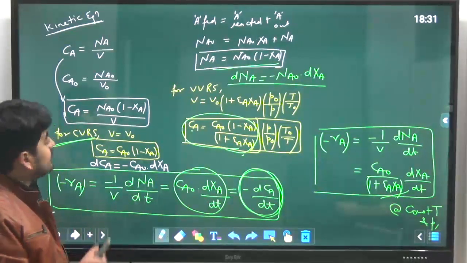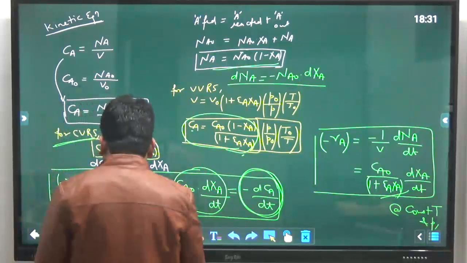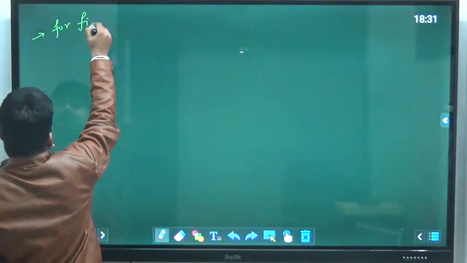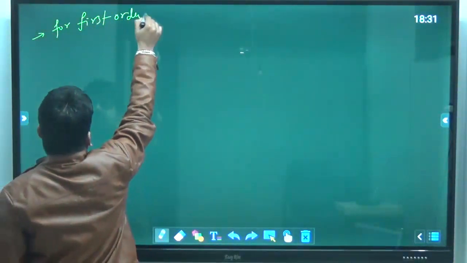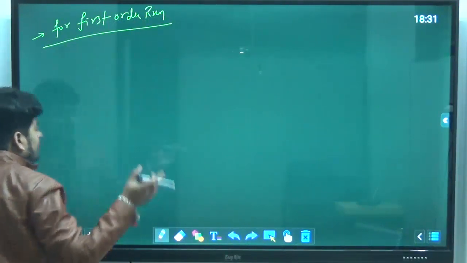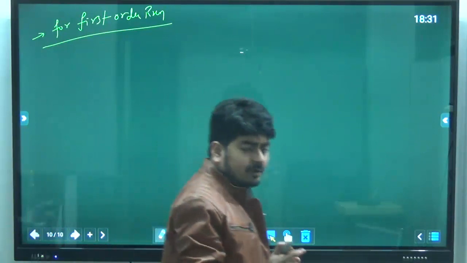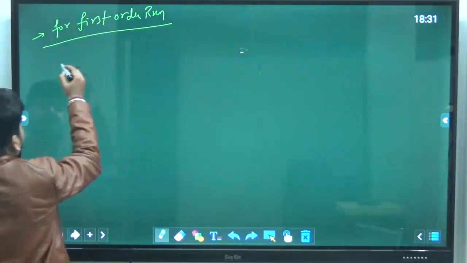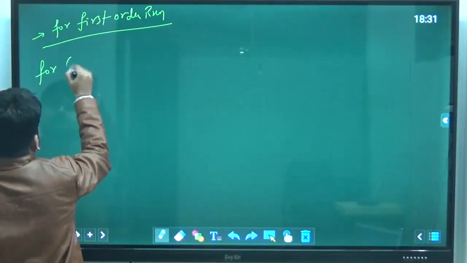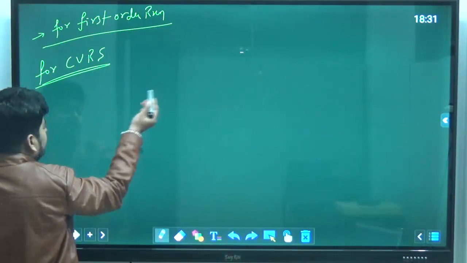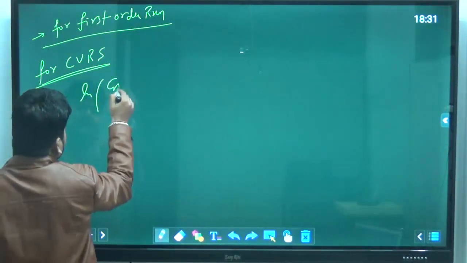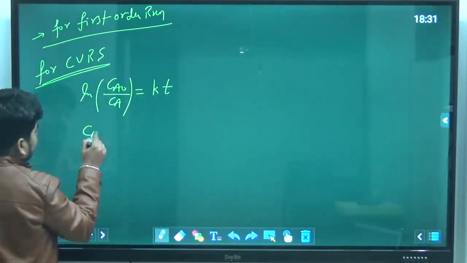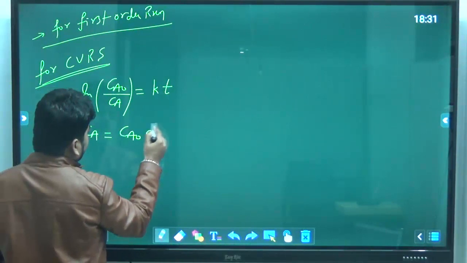Now let's talk about the kinetic equation. Here in kinetic equation, if I go for first order reaction, I'm not doing the derivation because I hope all of you are well aware of that. So I'm writing the equations directly. For first order reaction, for CVRS, your kinetic equation will be ln Ca naught over Ca is equal to kT, or you can write Ca is equal to Ca naught e to the power minus kT.